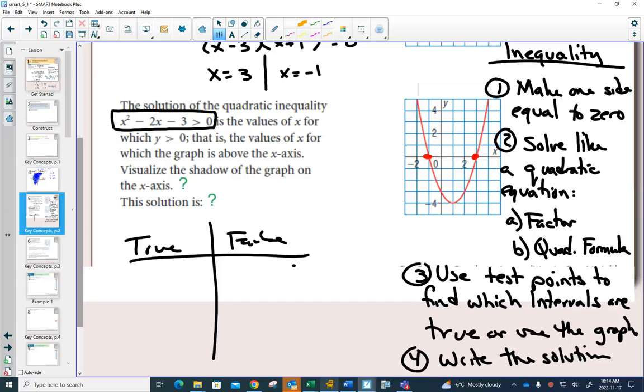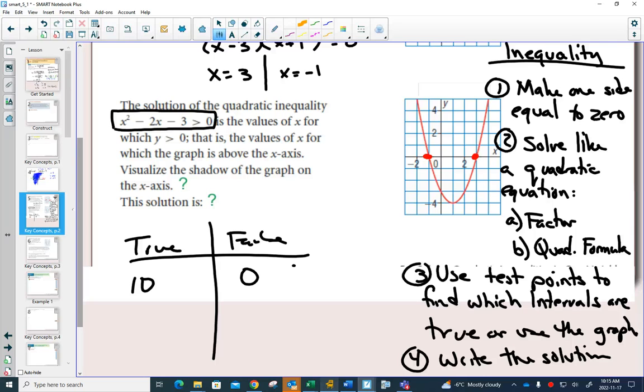By the way, if I put in 0 for x, is it true or is it false? Is minus 3 bigger than 0? No. So 0 would be in the false section. Did someone find one that works? What'd you find? 10. Mental math, that would be 100 minus 20 minus 3. Yes. That'll be 77. Works.